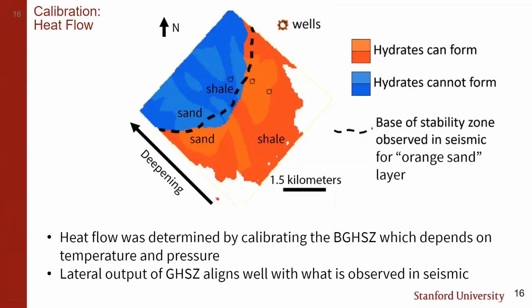And keep in mind that the sediment layers are deepening in this direction. So this is the base here for this specific layer in the model. The dashed black line is where we see the base of the gas hydrate stability zone in the seismic. And we found that it aligned pretty well when we used a heat flow of about 25.